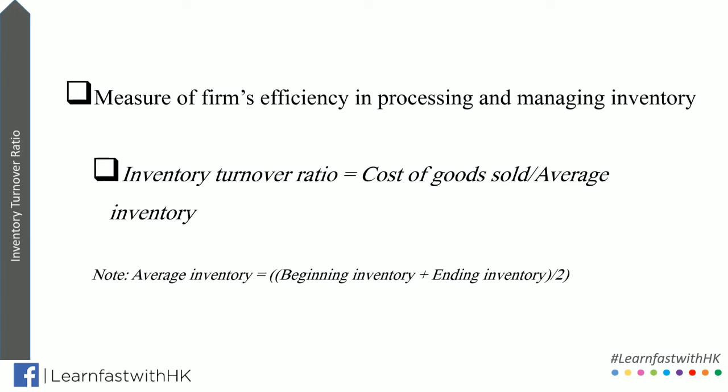Now let's move on to understand what the inventory turnover ratio is. To put it simply, it is the cost of goods sold divided by average inventory. The average inventory is the beginning inventory plus ending inventory, divided by 2. Let's look at an example to understand it better.